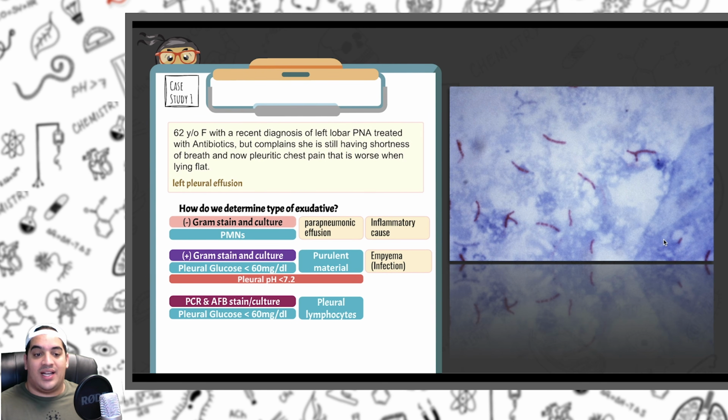Their pleural lymphocytes are high, so there are more lymphocytes in their pleural fluid in comparison to neutrophils, and their pleural glucose is low. That's concerning for tuberculosis. And if their pleural amylase is really elevated in comparison to the serum amylase, that would be supportive of pancreatitis.